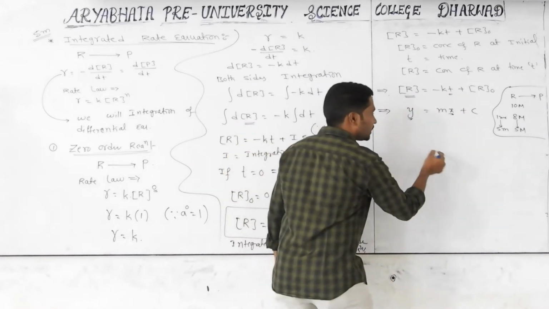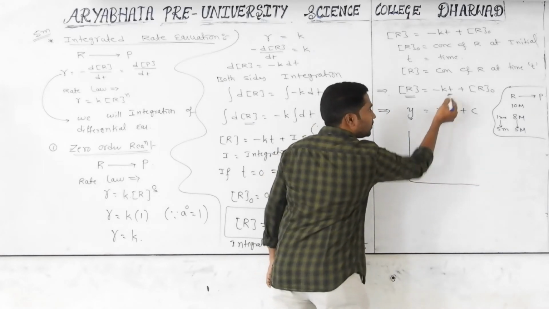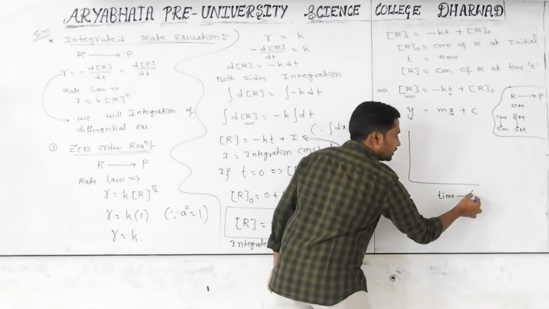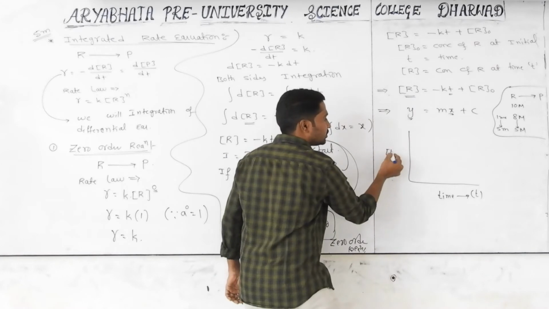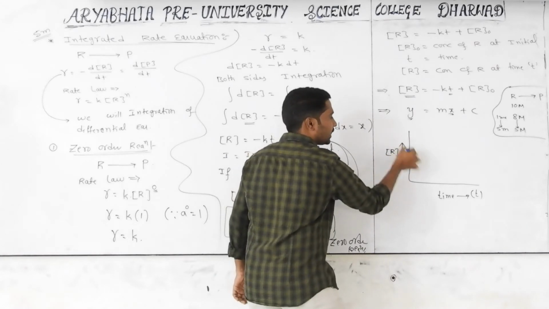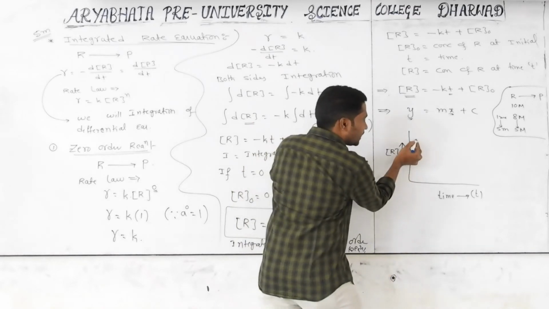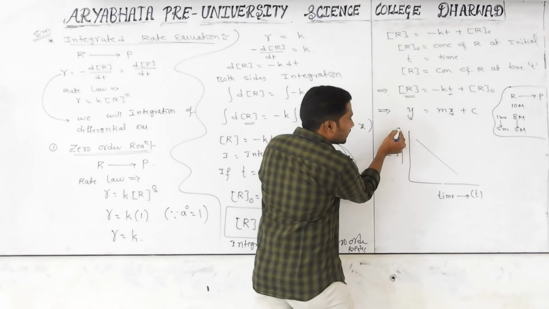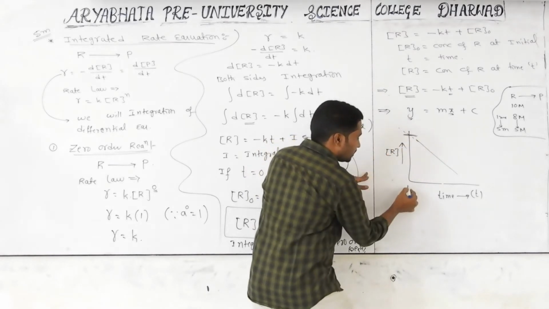So can we plot the graph here? Yes, you see carefully. On the x-axis, what should be taken? Time, that is t. And on the y-axis, what should be taken? The concentration of the reactant has to be taken on the y-axis. What is happening here? We are getting a straight line with a negative slope. If you extend this straight line, it intersects here. This intersecting point is nothing but what?